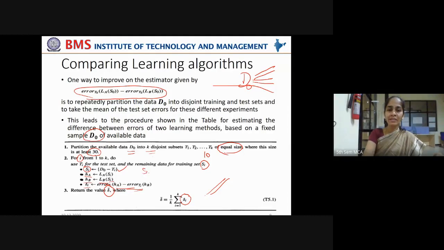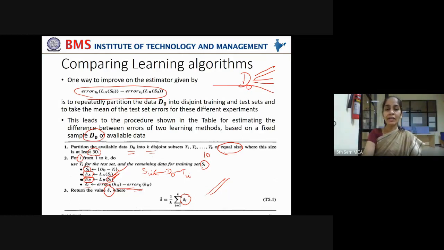Now, how is Si prepared? From the available data D naught, if you remove the partition that is taken for the test set, it will give you the remaining training set, the remaining 9 partitions. Now, see this step: train algorithm A using this training set Si, which will make it learn the hypothesis HA. Now train a machine learning model using another algorithm B on this training set Si, which will make it learn another hypothesis HB.